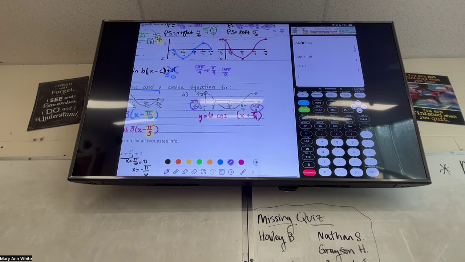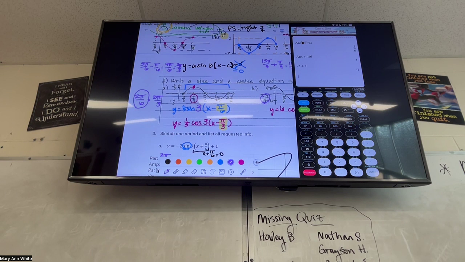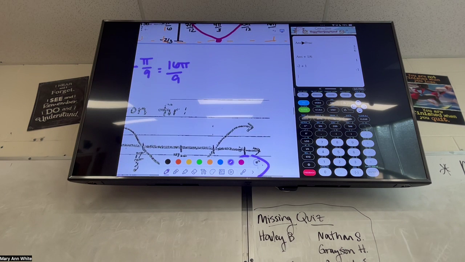Just like last time, we thought about 2 pi over b equals my new period, and then that time we could just look. This time we're actually going to have to solve. I'm going to say 16 pi over 9 equals 2 pi over b.